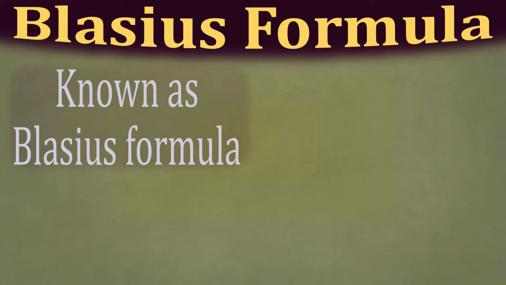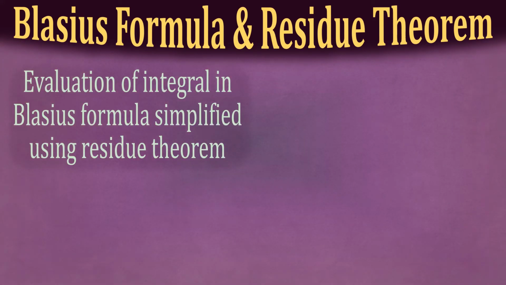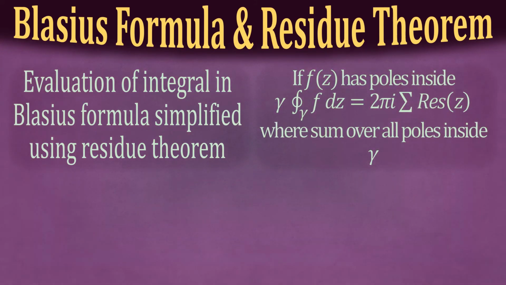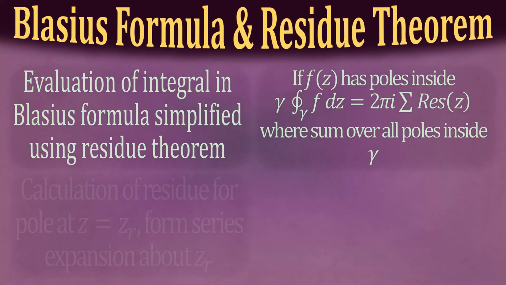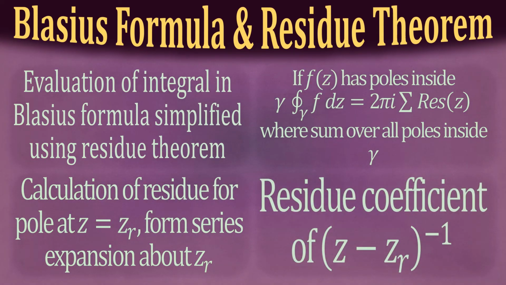Now, let's discuss the use of the Blasius formula and the residue theorem. The evaluation of the integral in the Blasius formula can be simplified using the residue theorem. If f(z) has poles inside gamma, then the integral over gamma of f dz is equal to 2 pi i times the sum of the residues, where the sum is over all poles inside gamma. To calculate the residue for the pole at z equals zr, form a series expansion about zr. The residue is the coefficient of (z minus zr) to the minus 1.